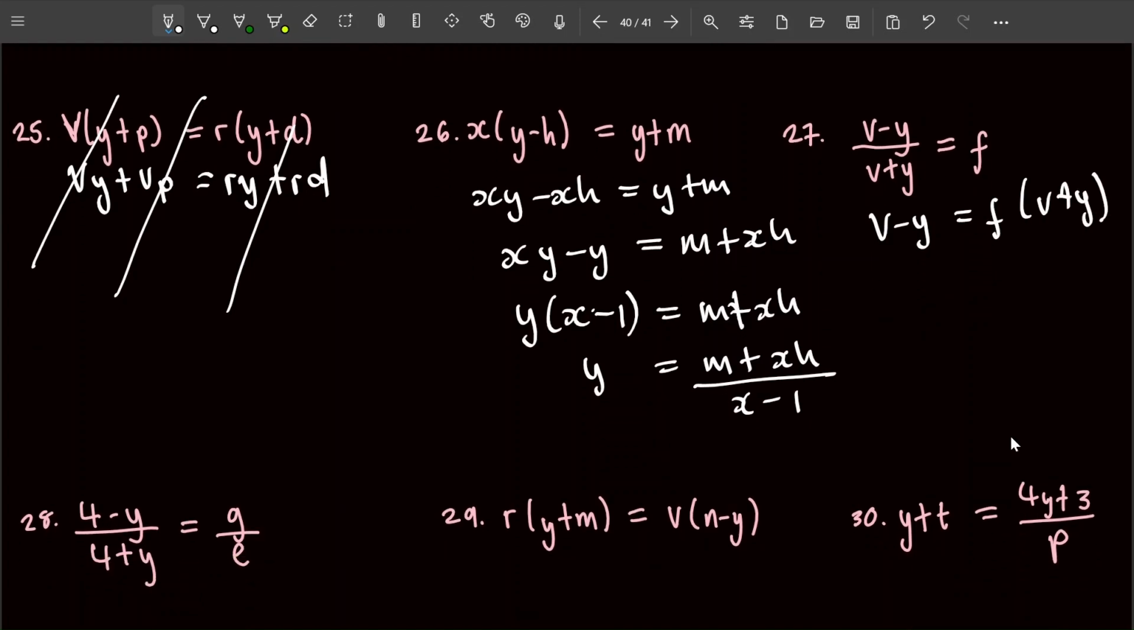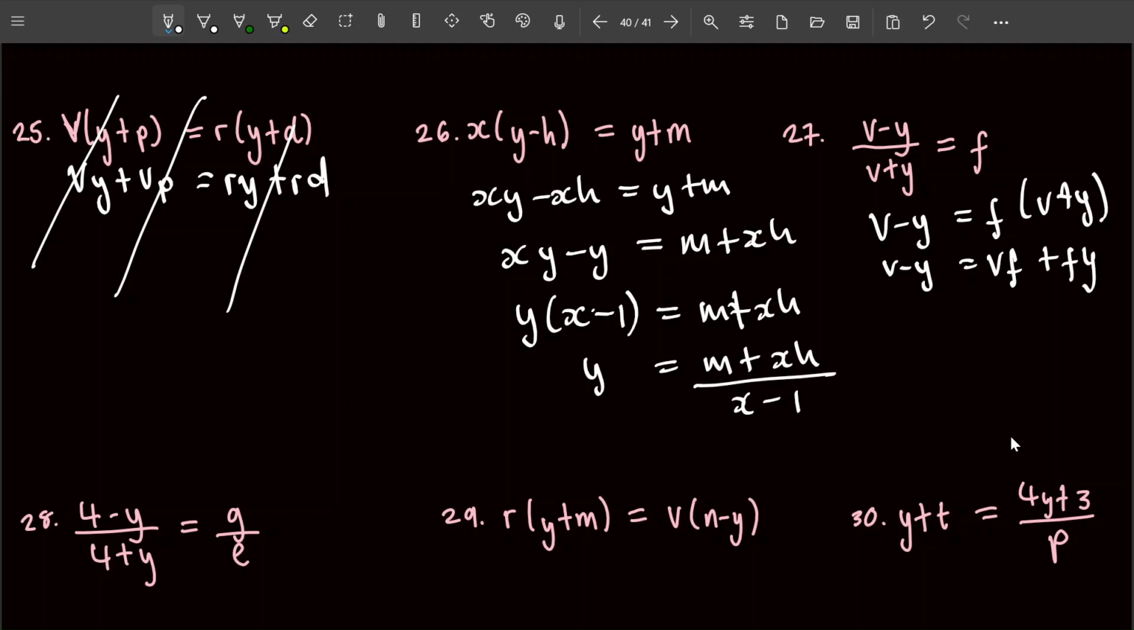Definitely I have to expand. No other way around it, because I have y on the right-hand side and I have y on the left-hand side again. So the only way is to expand. So v minus y is equal to f times v is fv or vf, whatever you want to say. Then f times y is going to be fy. Then what do I do? I group like terms again.